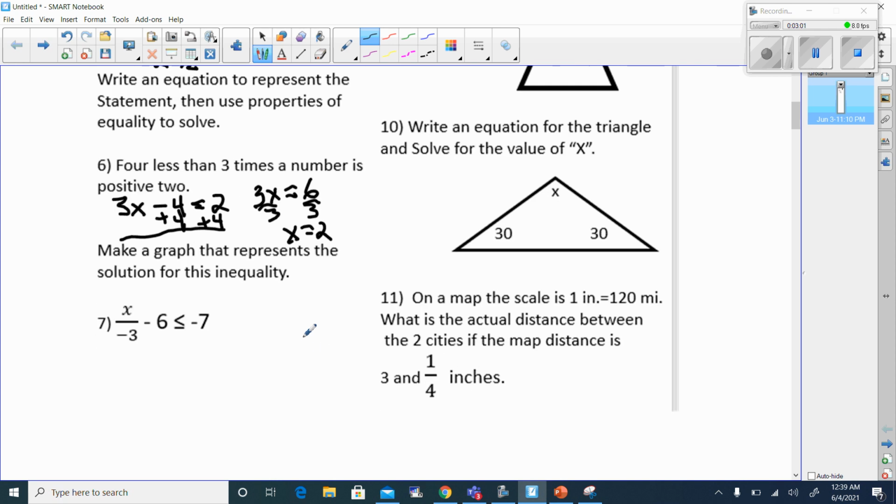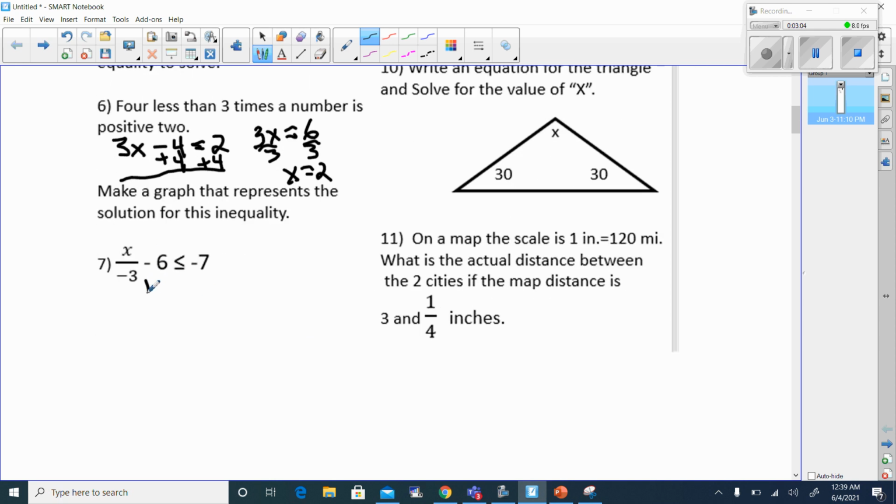I'll make a graph that represents this. Okay, if I made a graph that represents this, I'd add 6 over here, which means I'm adding 6 over here. Now I got x over negative 3. That has to be less than or equal to negative 7 plus 6 is negative 1. The only way to get rid of this negative 3 is to multiply it by a negative 3, which means I have to multiply this by a negative 3. I have to remember that when I'm multiplying by a negative number, I have to turn my inequality around. X is left by itself because these cancel out. And negative 1 times negative 3, well, that's going to be a positive 3.